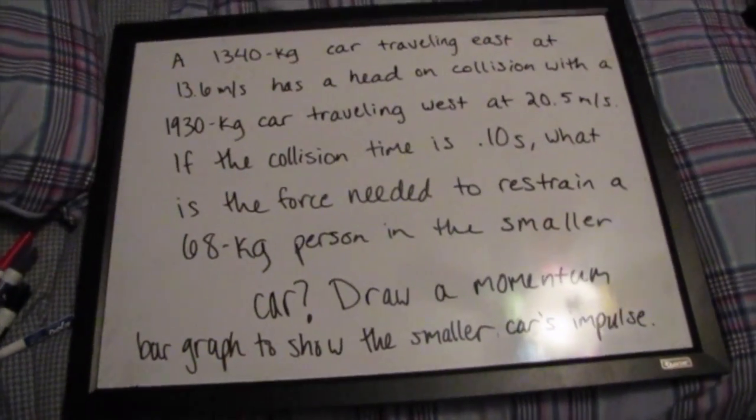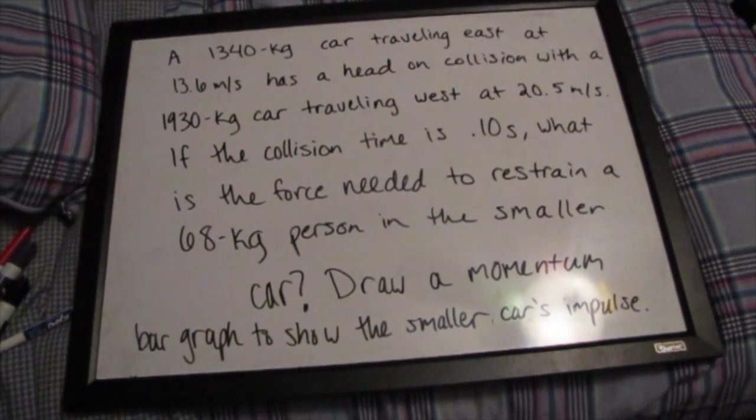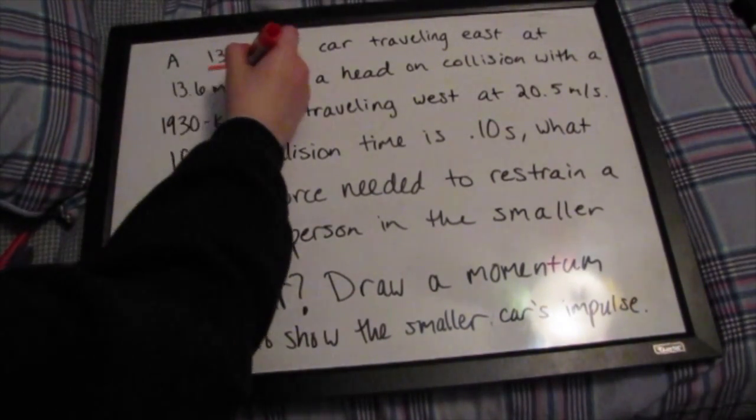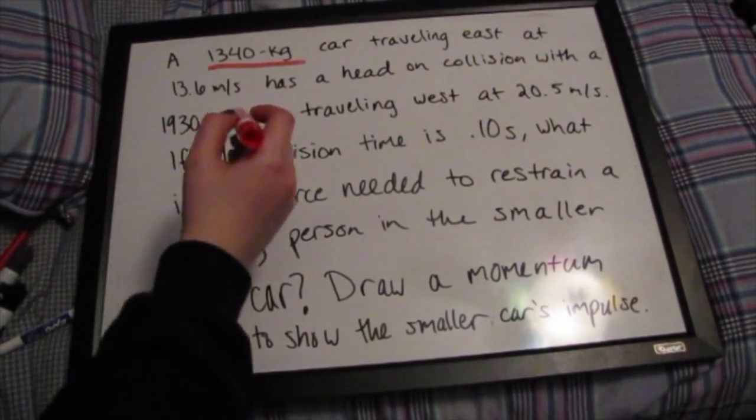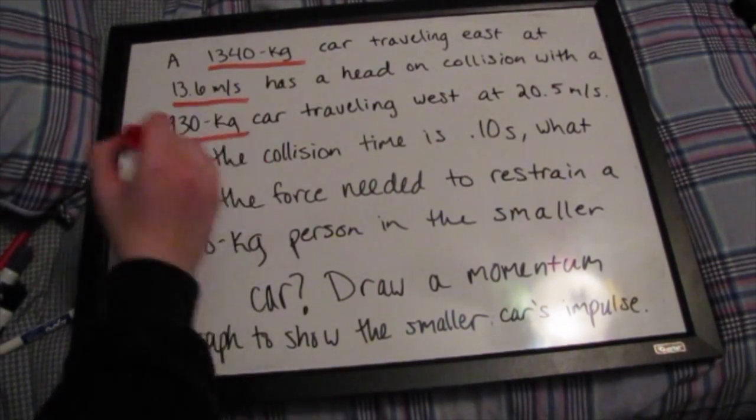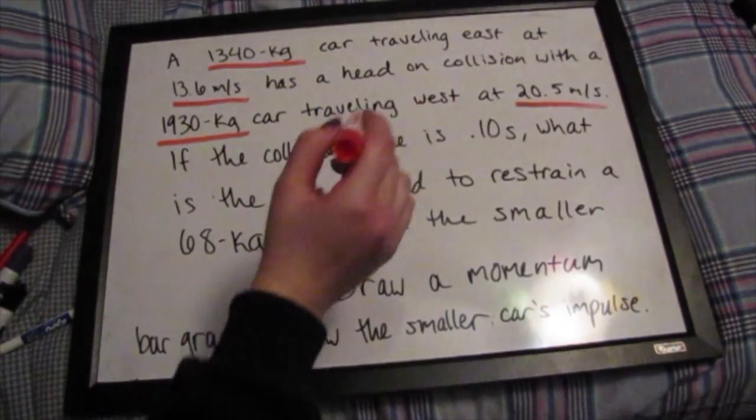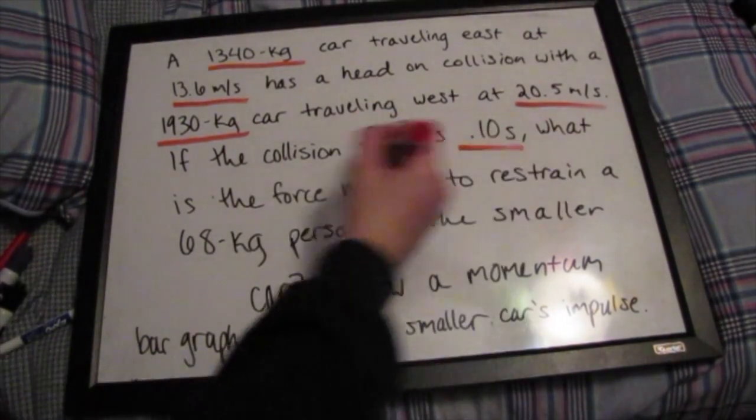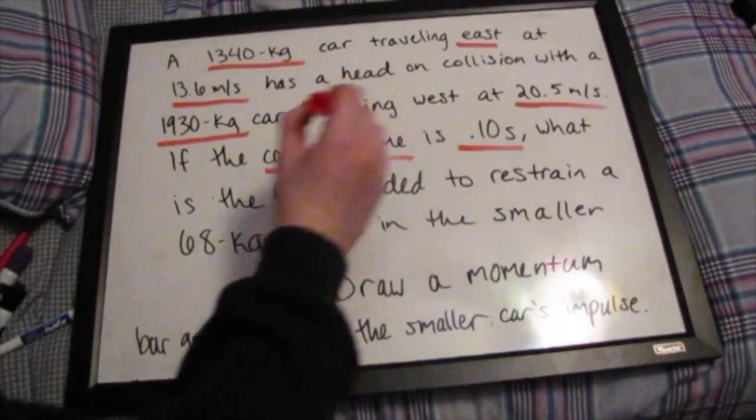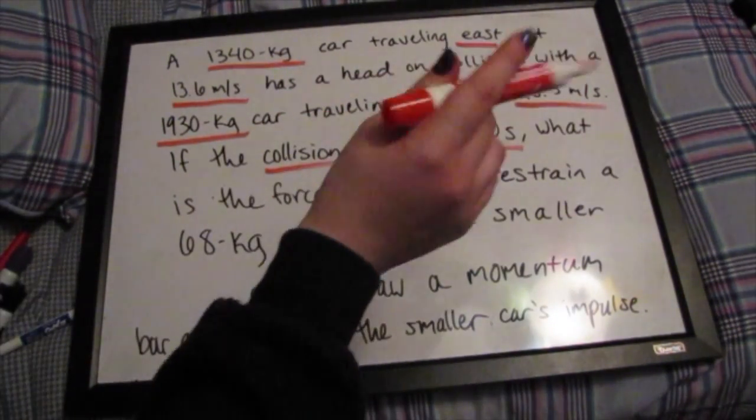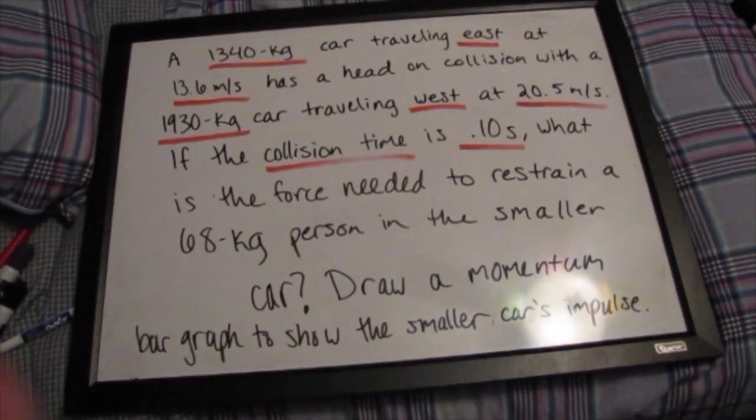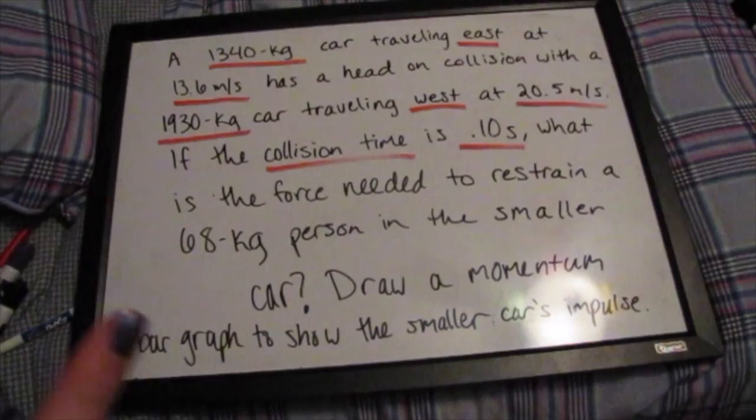So, what's important here? We're going to take our different colored marker, the mass of the smaller car and its velocity or speed, and the larger car and its velocity. The collision time is very important. Their directions show positive and negative directions in the sense that one is going east and one is going west, so you can assume that they're going in opposite directions.